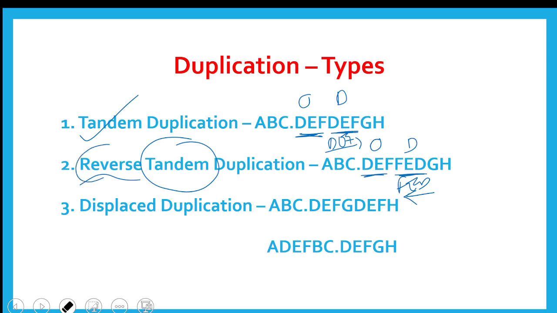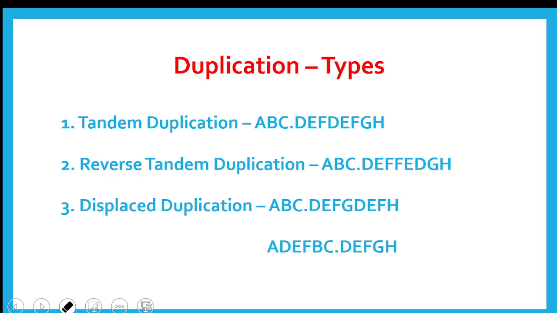And the third one is displaced duplication. In displaced duplication, what happens? Here there is ABC, DEF, GH normal, and here this DEF is placed between G and H. Here the duplicated segment is not present by the side of the original segment but away from it. It is present away from this. In the second case also, the duplicated segment is present away from the original segment.